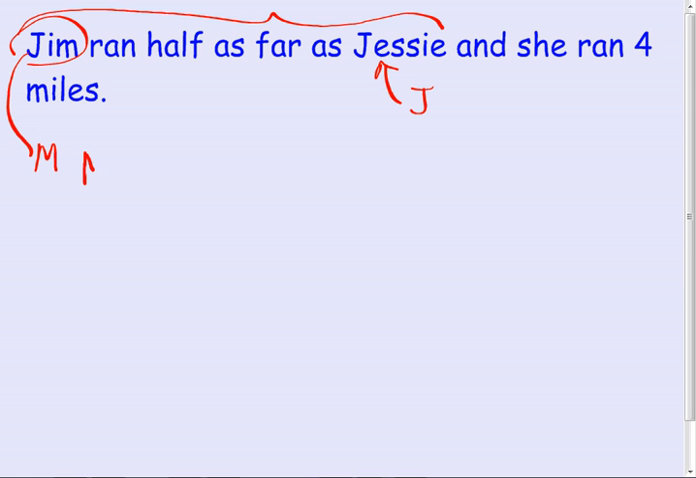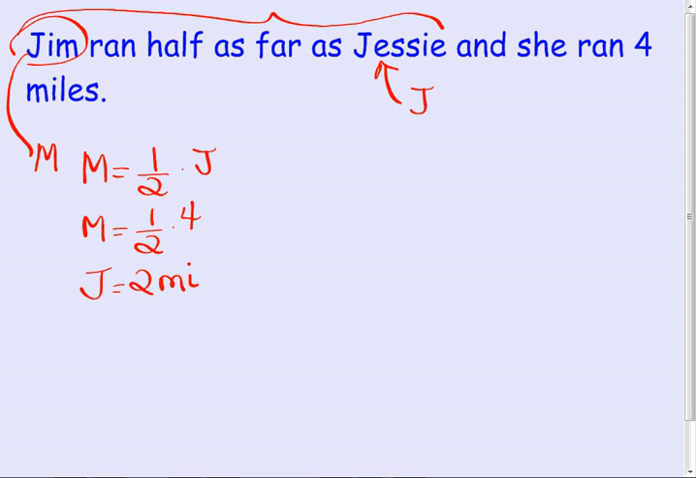Okay, so M equals, the verb is usually equals, half as far as Jessie. What do you have to do? 1/2, right? Add, subtract, multiply, divide. Multiply. Half of Jessie's distance. She ran 4 miles. How far did Jim run? Probably easier to do it in English. How far did he run? 2 miles. I don't know. Sometimes it's easier this way. Sometimes it's easier in English.